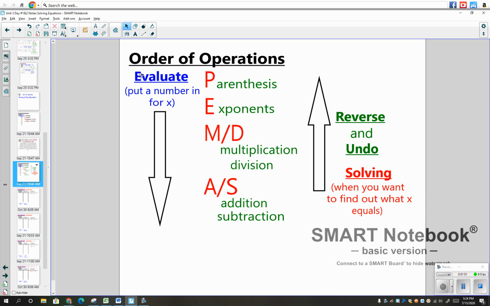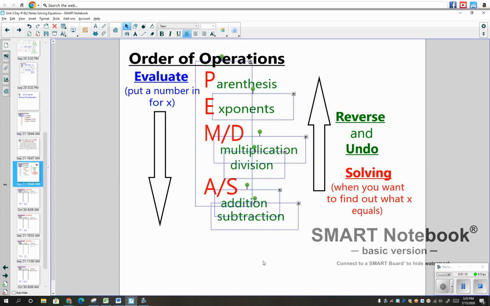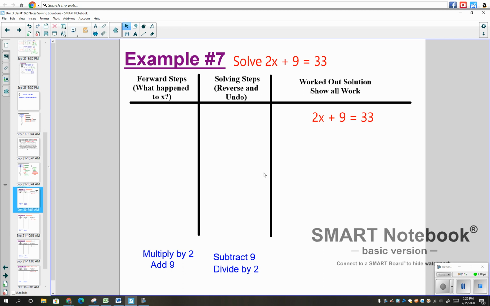So when we evaluate it, we use PEMDAS. Well, when we solve it here, we're going to reverse and undo. We're going to go in opposite order, and we're going to work our way upwards and backwards. So let's look at our first example.